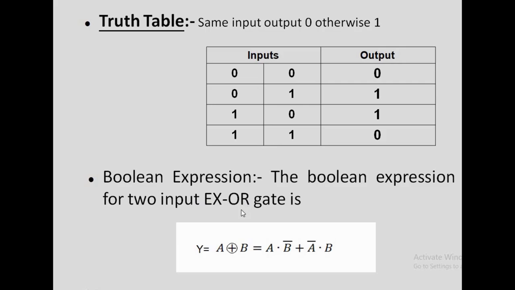Next, Boolean expression for the XOR gate. Y is equal to A XOR B. This sign indicates the XOR operation, and it is equal to A dot B bar plus A bar dot B. We can use any one equation for XOR gate.